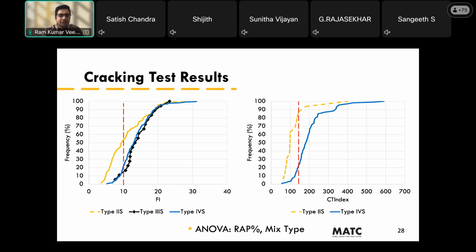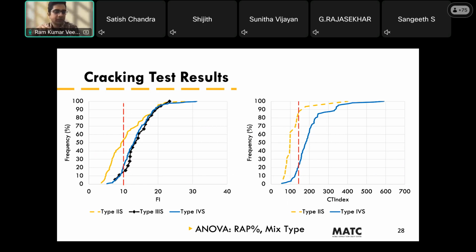So here is another graph that shows the cumulative distribution of the I-FIT and the IDEAL-CT test results by mix type. The red line over here shows the proposed, potential criteria for both of these tests. For the flexibility index, you would see the yellow line is the type 2S mix, and the blue and the green lines are type 3 and type 4, the 9.5 and the 12.5 nominal maximum aggregate size.